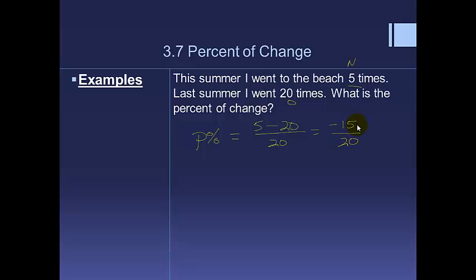Now I'm going to go ahead and reduce this fraction just to save time when we do the calculation. 15 can be divided by 5, and so can 20. So I'm going to divide out both the top and the bottom by 5. That's going to give me negative 3/4. This is a fraction. You have to change it to a percent.